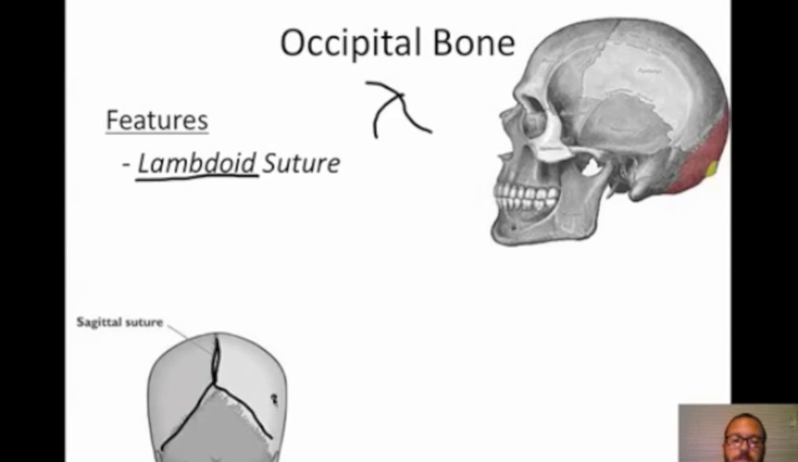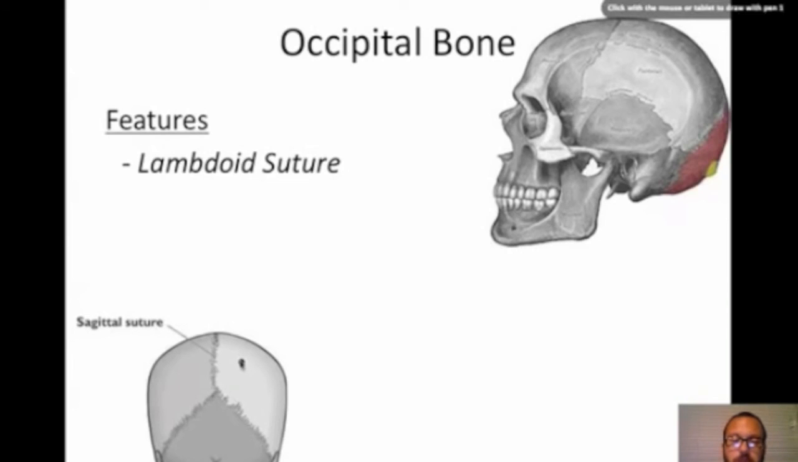For some of you, it looks like a Mercedes logo here. Almost could be a peace sign. There we go. All right. So we have the lambdoid suture. That's what connects it to what would these bones be here on either side. Hopefully we know. I'll give you a hint: parietal with a big P.